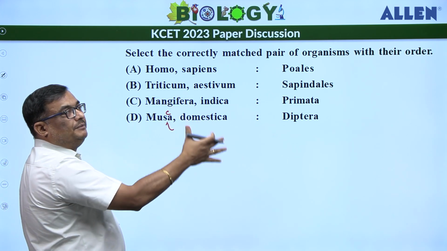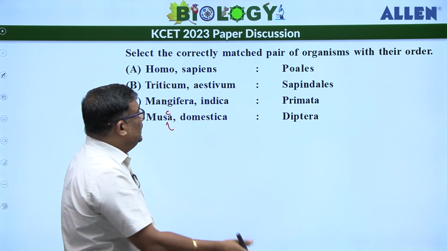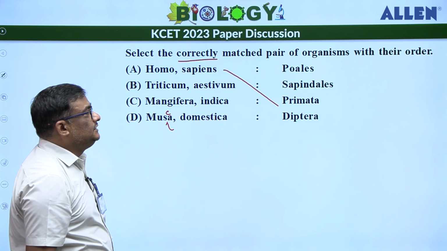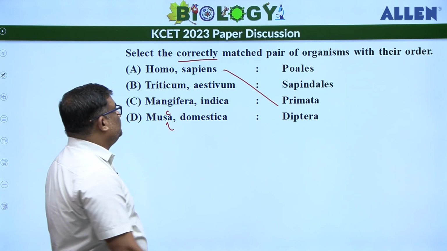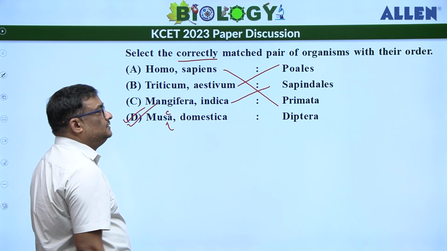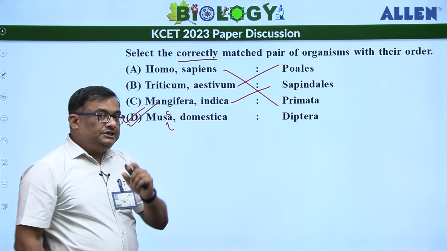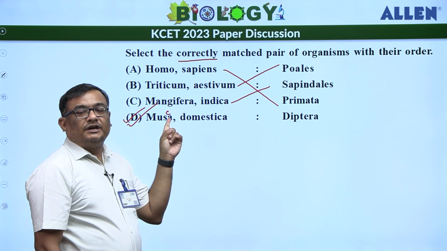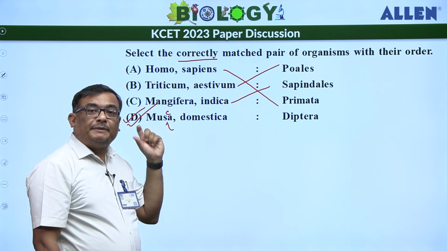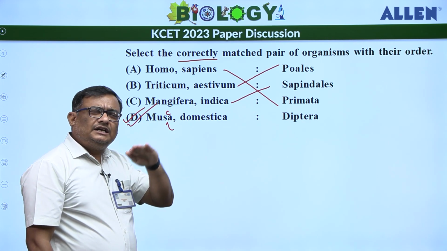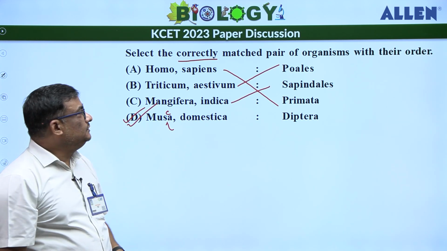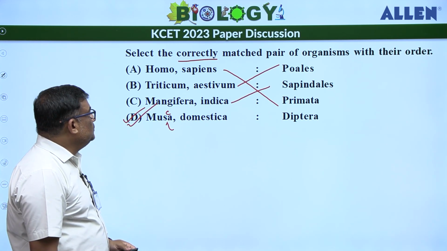Homo sapiens can never be Poales. Poales belongs to plant. It is going to be Primata, and what you have to find out is correctly matched. Triticum aestivum, not possible. Mangifera indica, Sapindales, this one is the correct answer. Diptera. But the condition is that it is a typo error. Musca domestica is a typo error, they have written Musa. Musa parasitica is banana. But in NCERT they have taken the entire column, so we will believe that they will consider this as a correct question, to be honest. So answer goes is D.